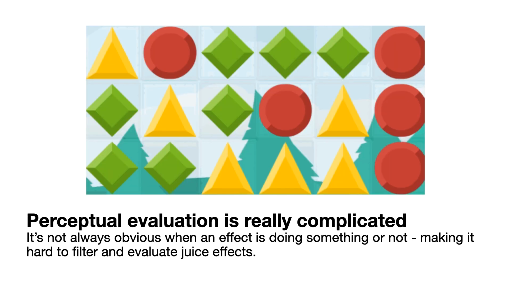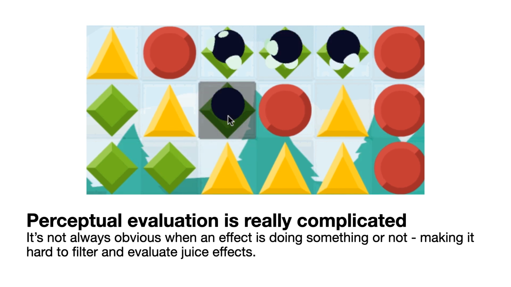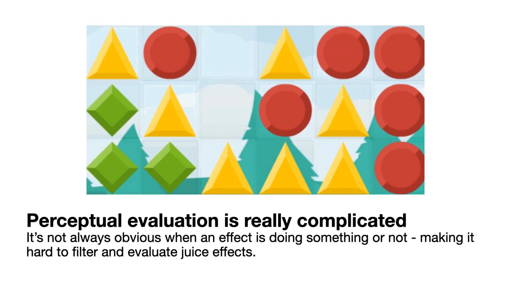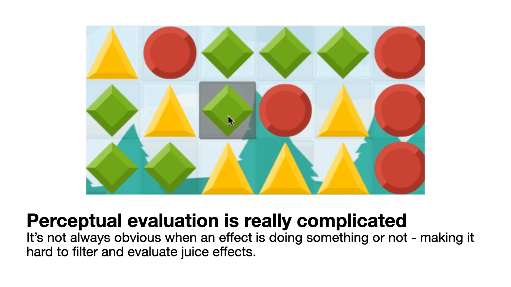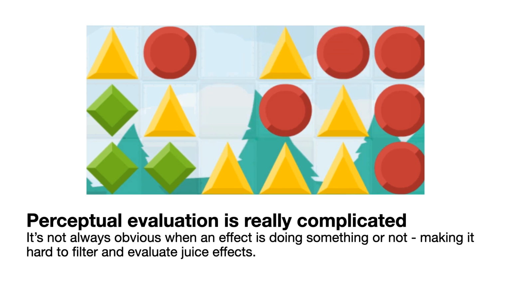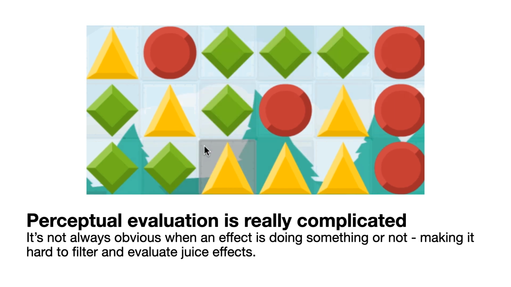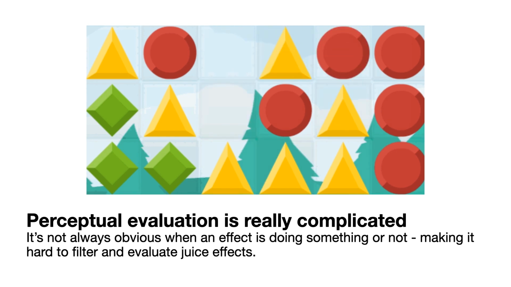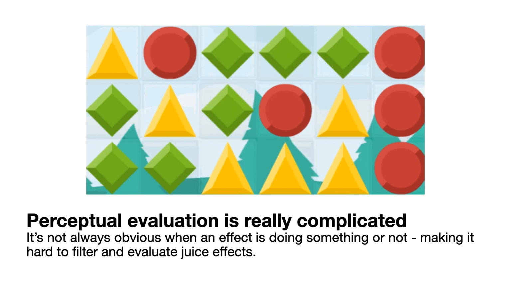And finally, perceptual evaluation is tough. So getting Squeezer to understand what effects a player can perceive and which ones they can't was tricky. We had to do some filtering, and there'll be a lot more research there in the future trying to figure out how we can get Squeezer and Puck to understand what a player actually sees.